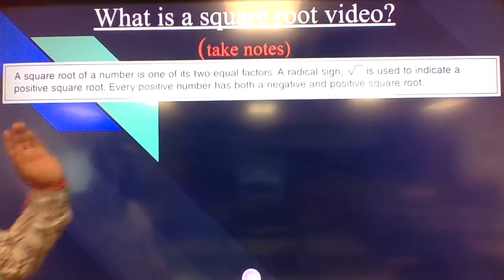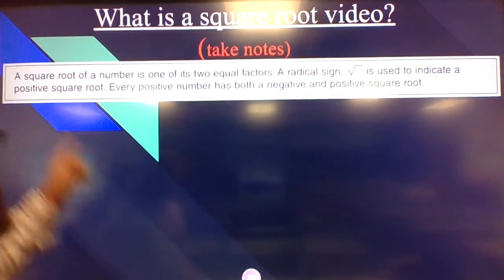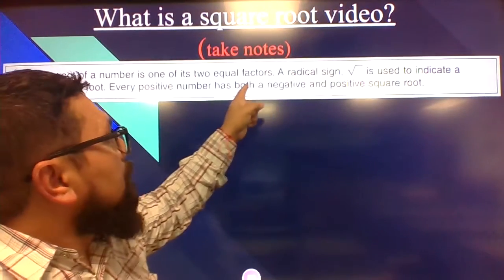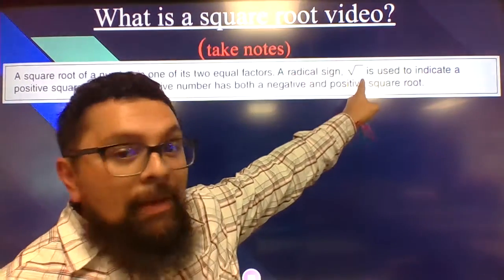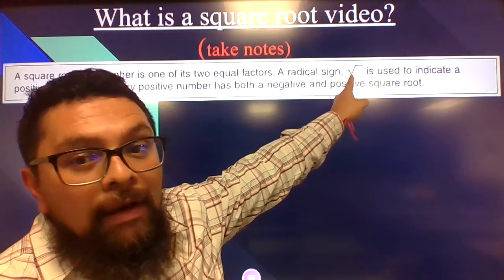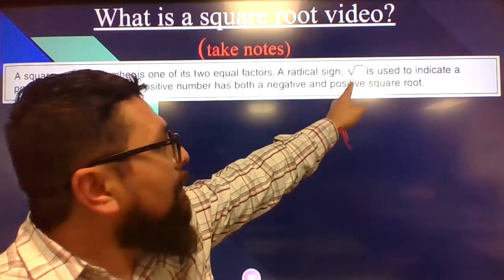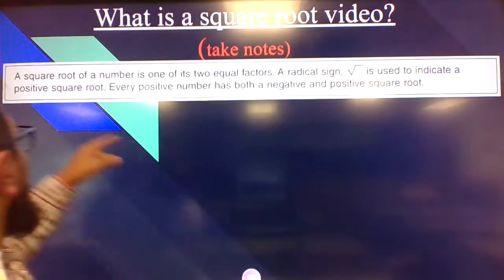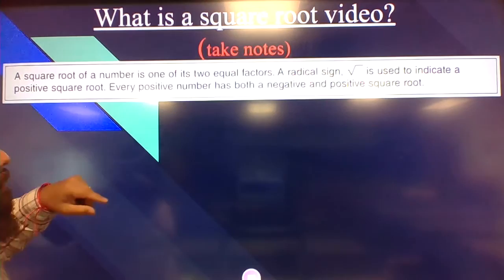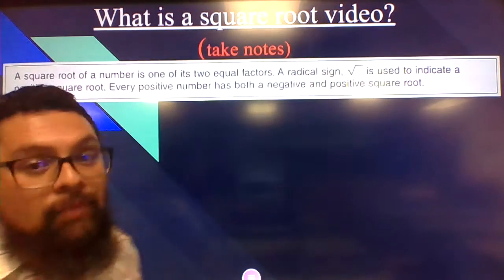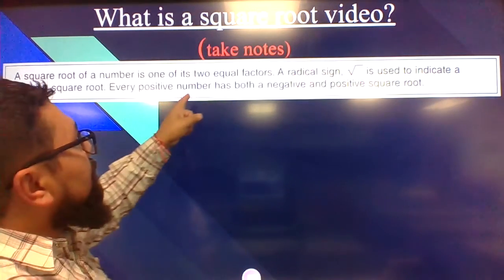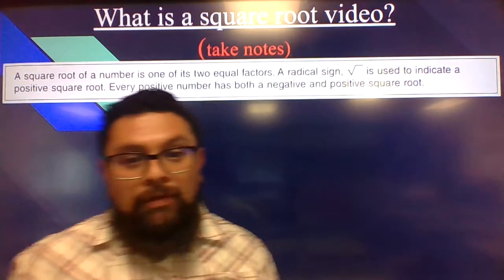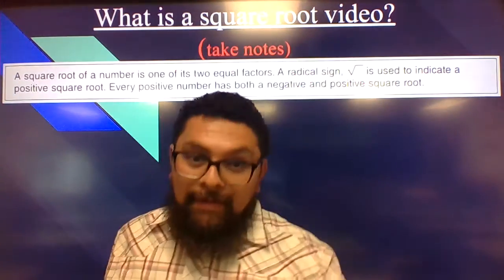Now, here's a definition of a square root. A square root of a number is one of its two equal factors. This is a radical sign, and I'm sure you've seen this before. It looks like a division symbol, but it's not. This is called a radical sign, and it is used to indicate a positive square root. So when you write it like this, it's a positive square root. Every positive number has both a negative and a positive square root.